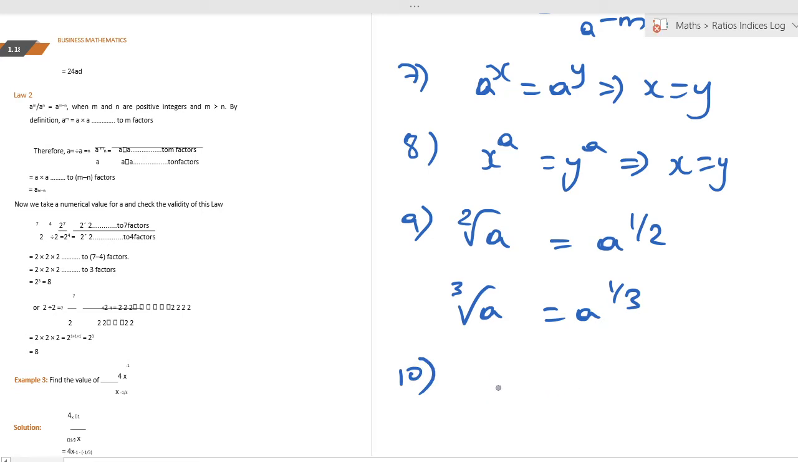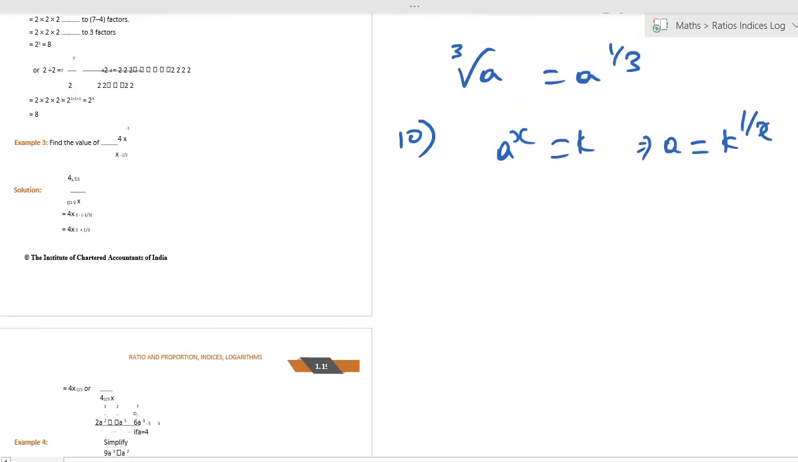Also 10th one, a power x is equal to k. Then if x goes here, a is equal to k power 1 by x. Okay. If a power minus x is equal to k, then a equals to k power minus 1 by x. So these are all the basic formulas of indices.